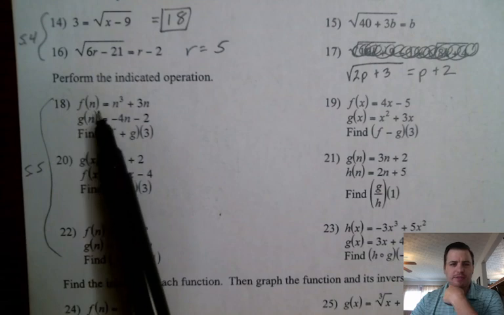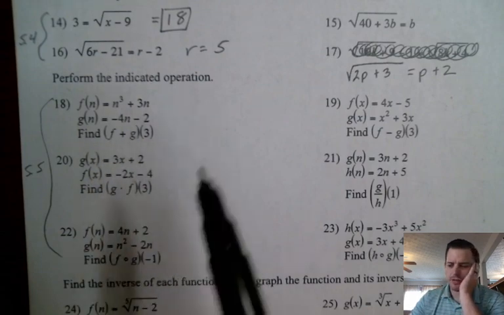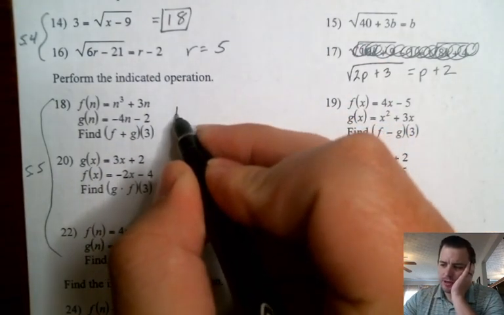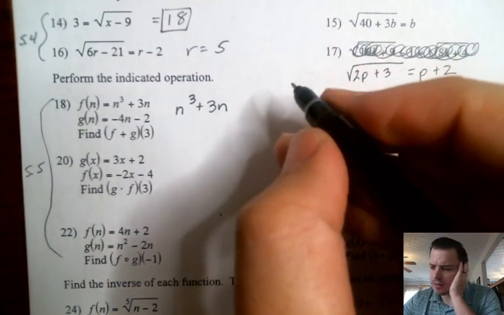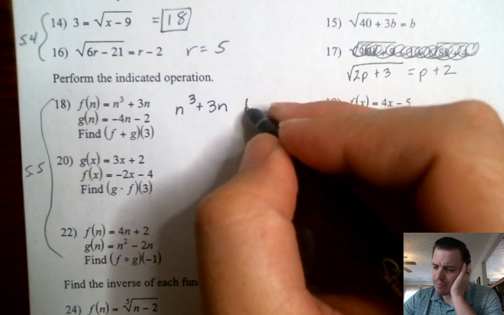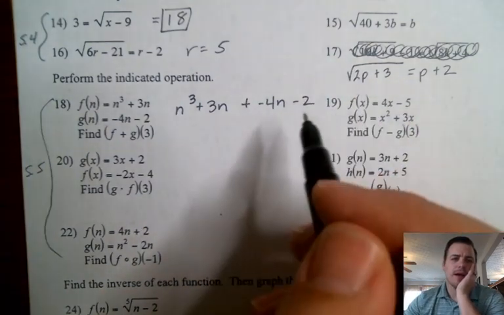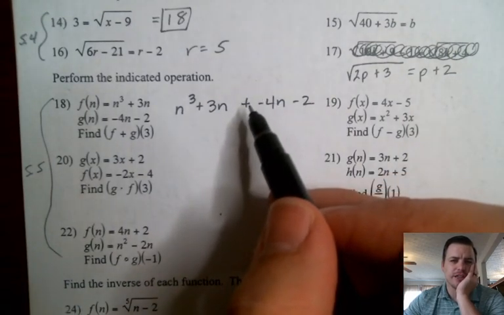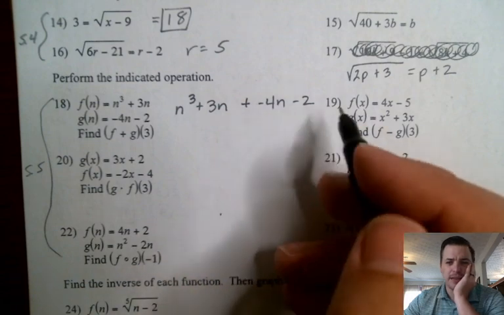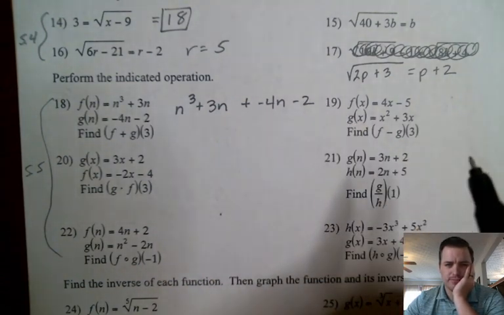It says f of n is equal to n cubed plus 3n. g of n is equal to negative 4n minus 2. And it says f plus g of 3. So n cubed plus 3n, and then I'm going to say plus negative 4n minus 2. Now, I don't have to put parentheses around this because addition doesn't change anything. But if it's minus, like it is over here, I'm going to have to put parentheses around it. Okay?